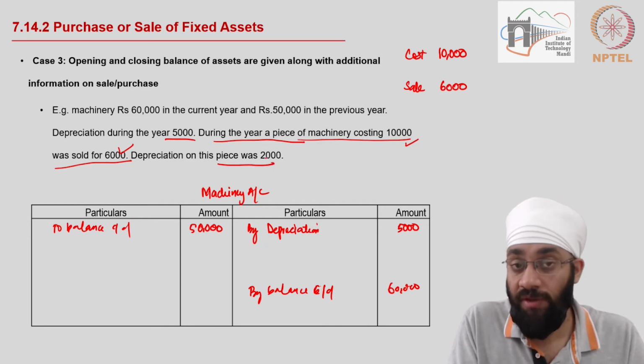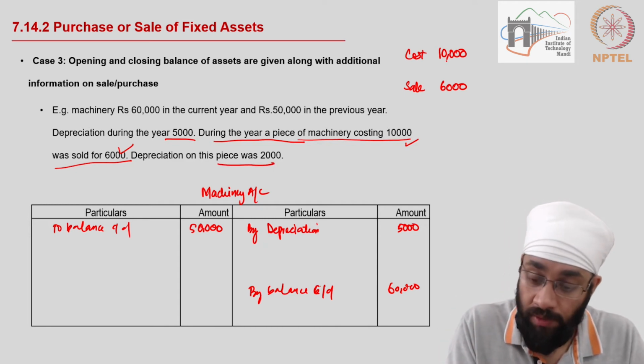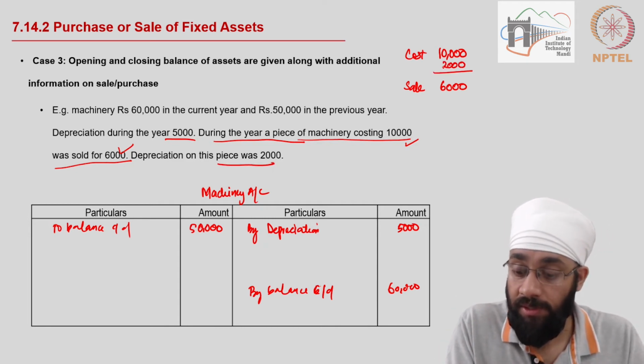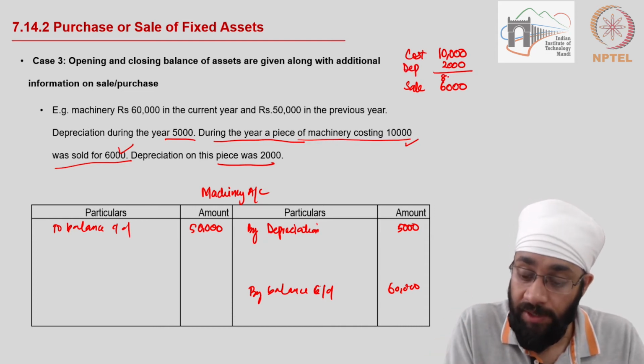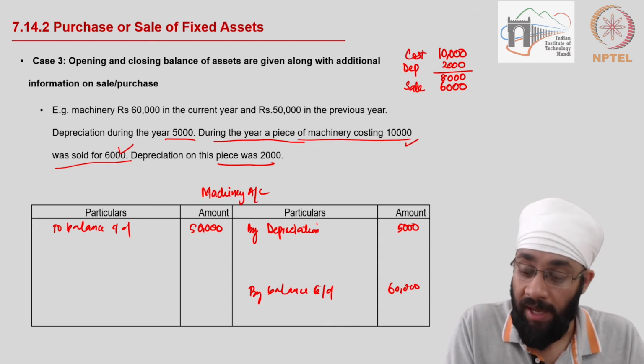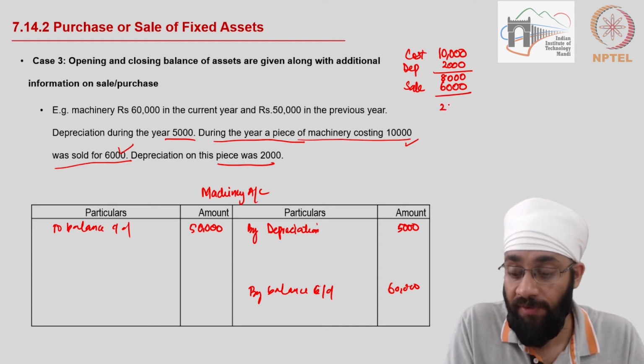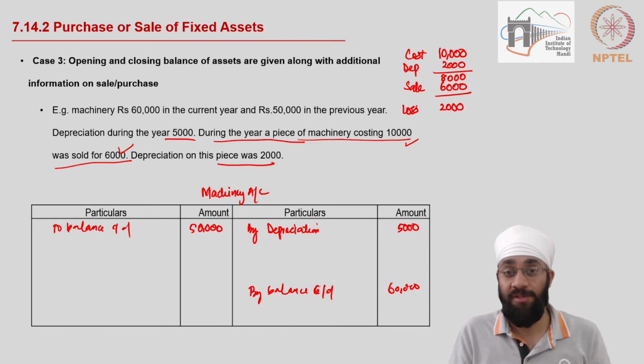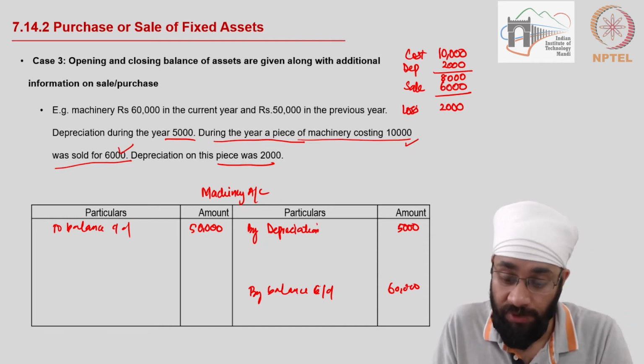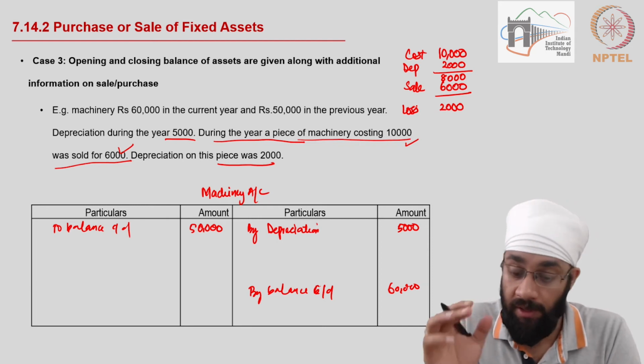The depreciation on this specific piece was 2,000, which means the book value of this asset was 8,000 and you sold this for 6,000. So there is a loss. There is a loss on sale of 2,000. So this is new information, hidden information that we did not have earlier.